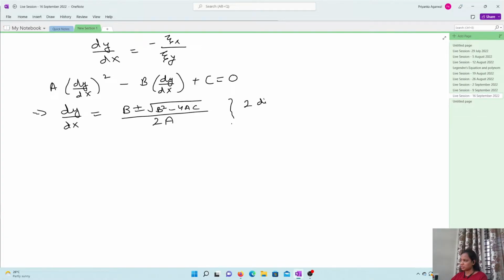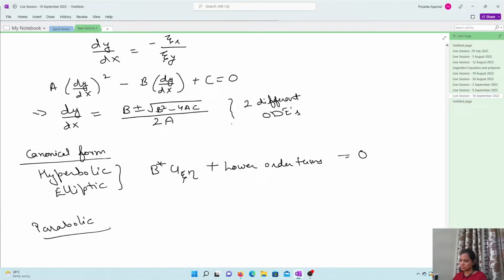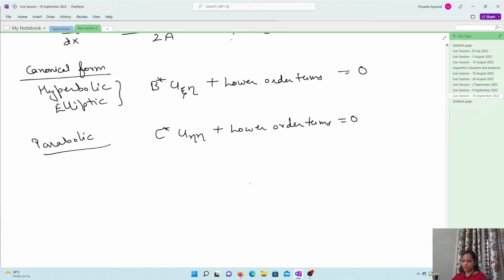So now these are two different ODEs. Canonical form for hyperbolic and elliptic is of the form B star u of xi eta plus the lower order terms equals to 0, and for the parabolic it is C star u_eta eta plus lower order terms equals to 0. Okay, so we have done the quick revision.